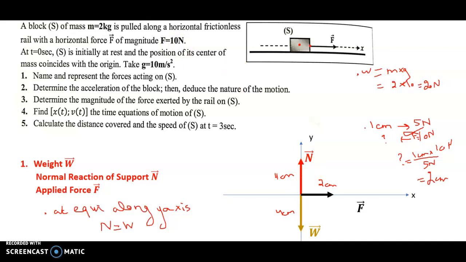It's neither moving upwards nor downwards, so this means all the upward forces are equal in magnitude to all the downward forces, and the only upward force is the normal reaction of support, and the only downward force is the weight. So here the lengths of the vectors N and W must be equal to each other, and we already calculated the weight to be 20 Newton, which is double F. So if you draw W to be 4 centimeters, F must be 2 centimeters, and N must be 4 centimeters, using a scale, for example, of every 1 centimeter equals 5 Newton. Alright, so here I'm showing that at equilibrium along the y-axis, N equals W in magnitude. That's why the lengths of the vectors must be equal here.